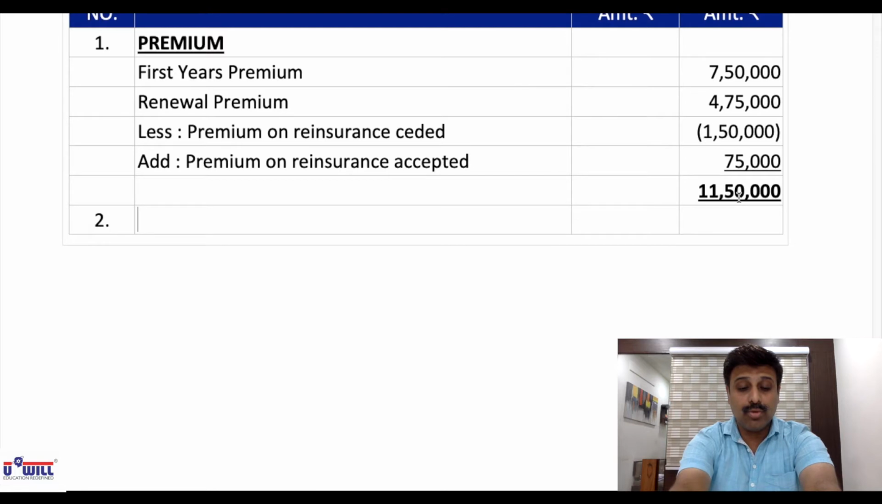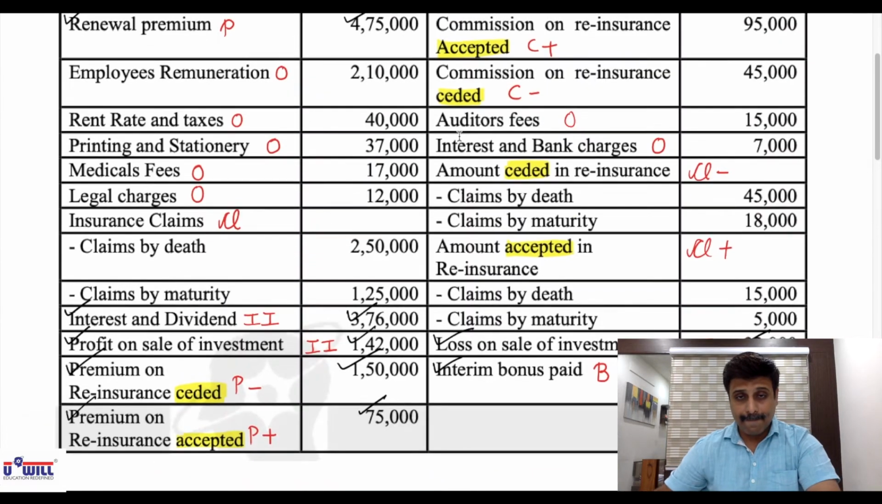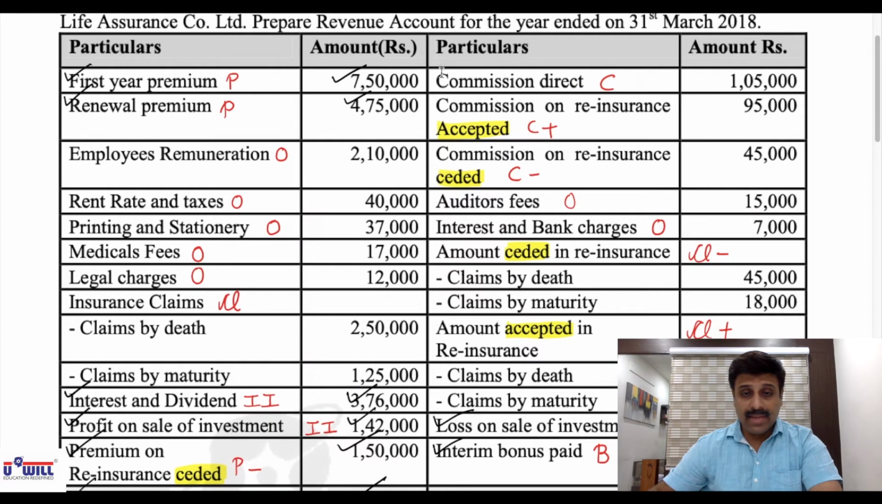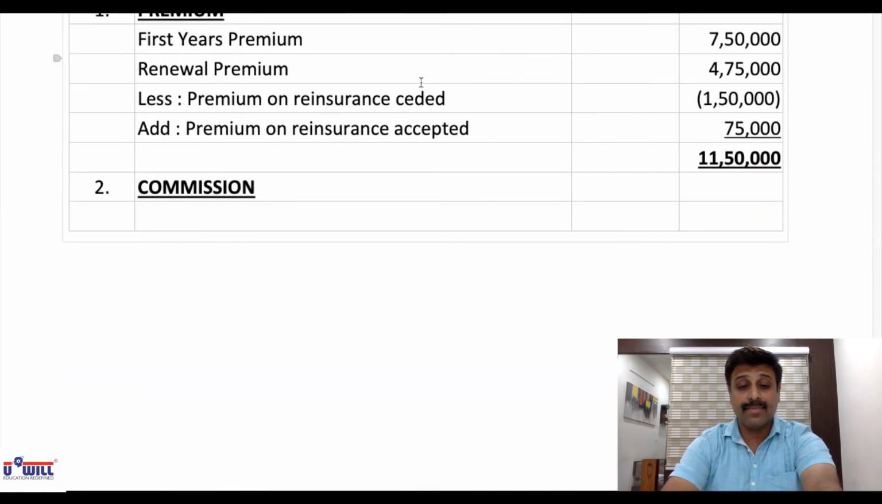Now schedule 2 we will make for commission. Okay, schedule 2 will make for commission items. So all of you look at all the items marked as C. Very first we have direct commission of 1,05,000. So all of you write down commission direct 1,05,000.